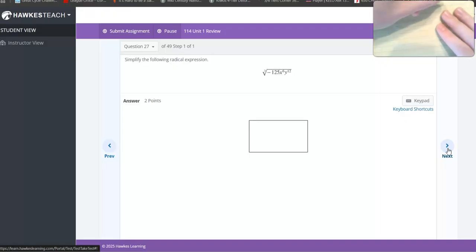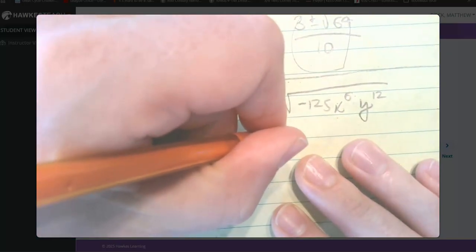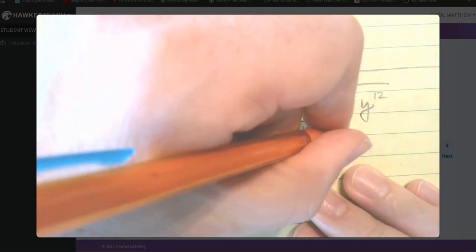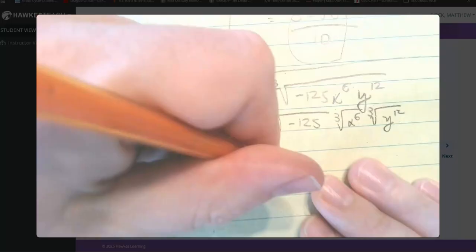So next we have simplifying a cubed root here. All right, so again, just like with the square root, we can start off by separating all these out. So you have the cubed root of negative 125, cubed root of x to the 6th, and the cubed root of y to the 12th. So the cubed root of negative 125, that's going to be negative 5.